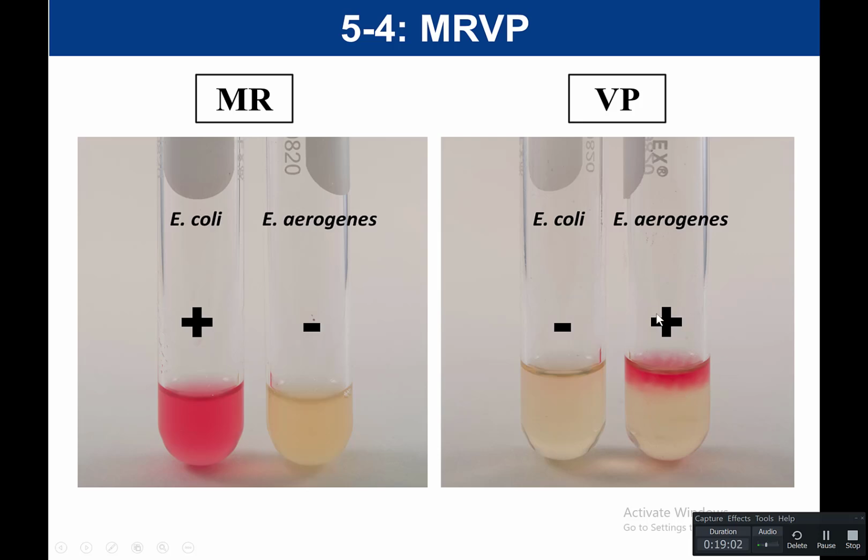So this would be your VP positive. This would be your VP negative. You can kind of see this pale pink or copperish color there. That is not positive. That is the reagents reacting with one another. The positive is going to be this pink red on the top. And so again, for your IMViC, the first three letters, the indole, the methyl red, and the Voges-Proskauer, for all three of the first tests, the pink red is going to be the positive.